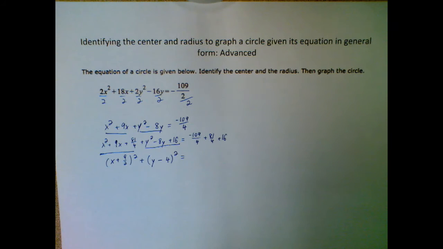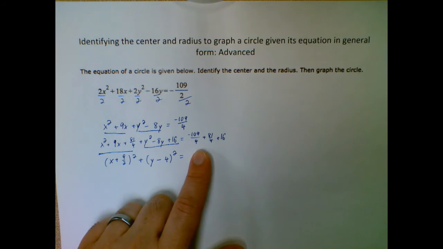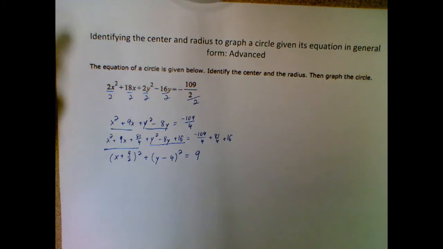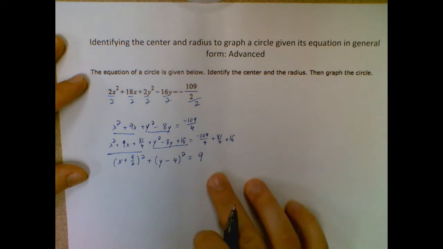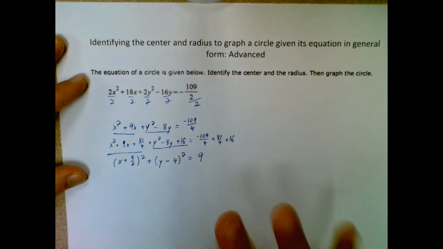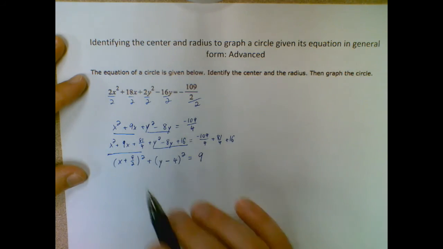So we have negative 109 over 4 plus 81 over 4, which just gives us negative 7. Plus 16, we get a 9 right there. Excellent. And now we're in our standard form. There's a lot going on in those few steps, but that's how those work.